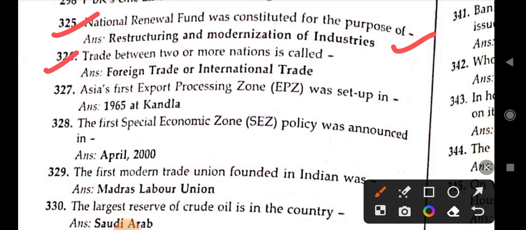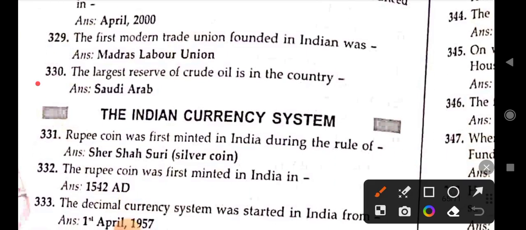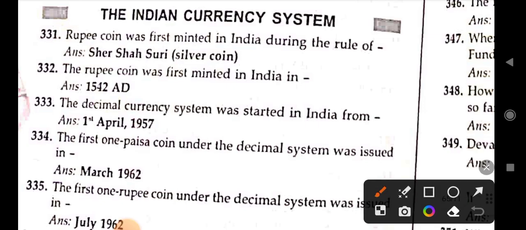Next, trade between two or more nations is called foreign trade or international trade. Asia's first Export Processing Zone (EPZ) was set up in 1965 at Kandla. The first Special Economic Zone SEZ policy was announced in April 2000. Next, the first modern trade union founded in India was Madras Labour Union. Next, the largest reserve of crude oil in the country is Saudi Arabia. Next, the Indian currency system.